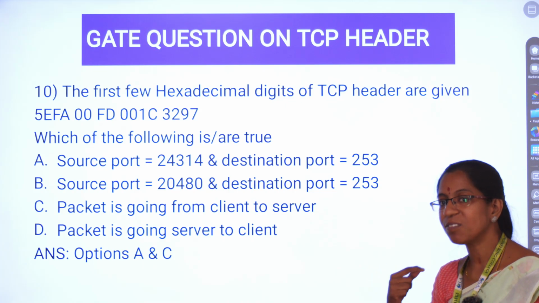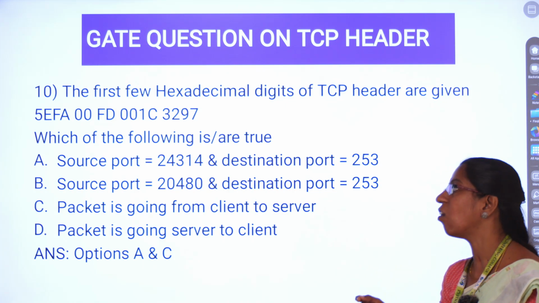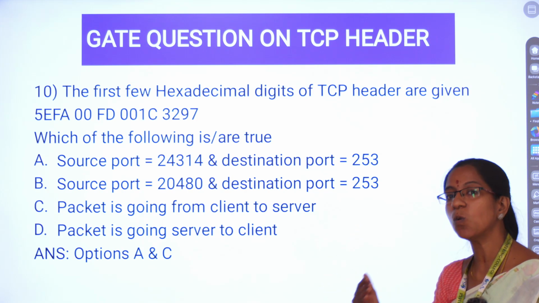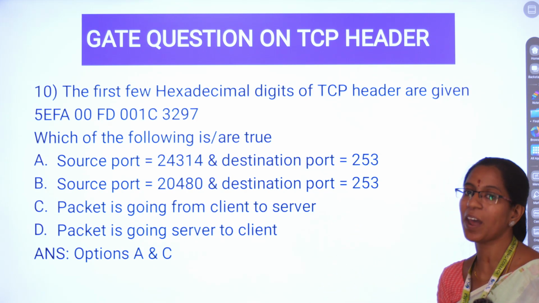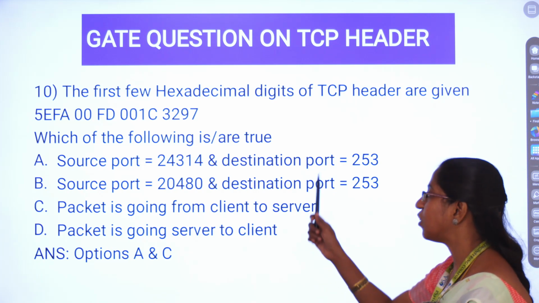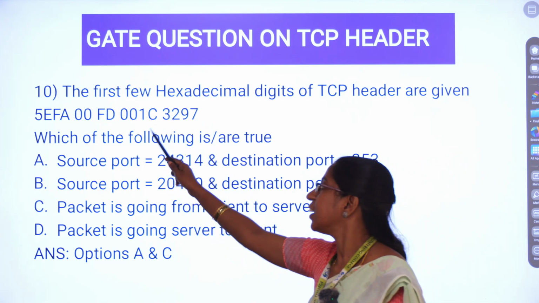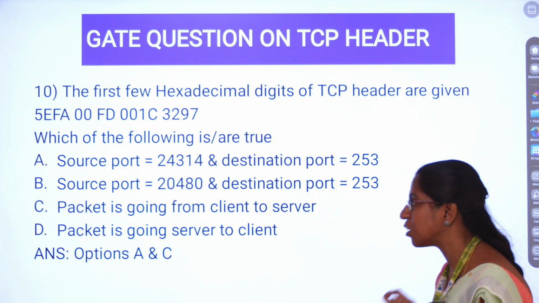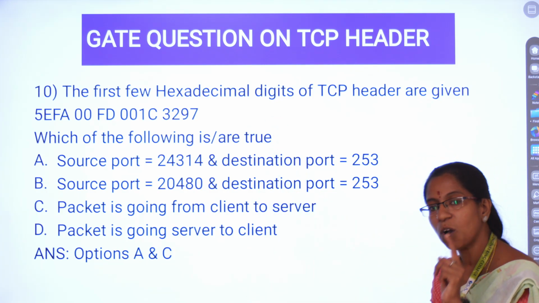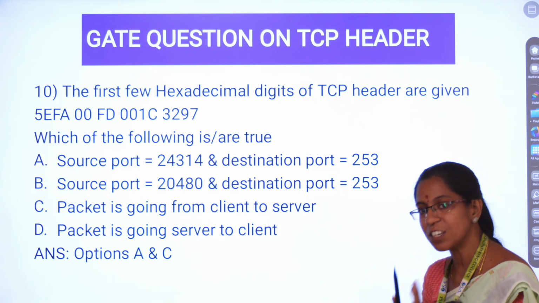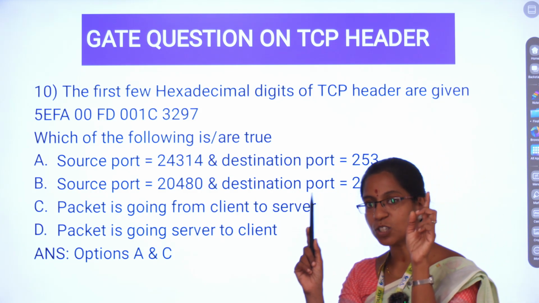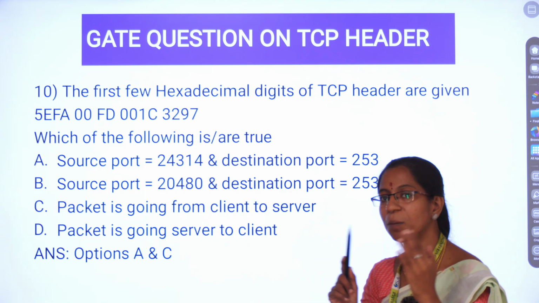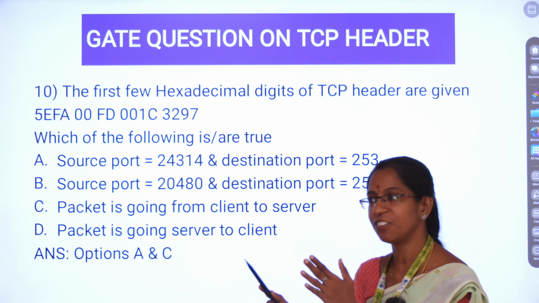So we can understand from this question, which of the following is or are true, means for this question we have one or two more answers. Okay. So first we can discuss the question. Here are some of the hexadecimal digit values for the TCP header. So immediately in your mind you have a diagram of the TCP header. First is source port, destination port, then sequence number, acknowledgement number, header length and flag fields.